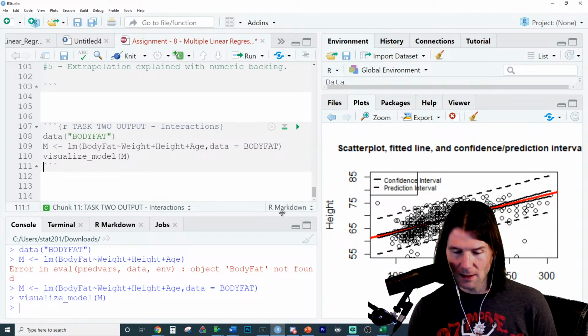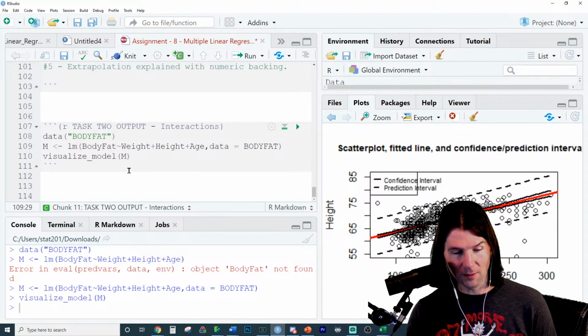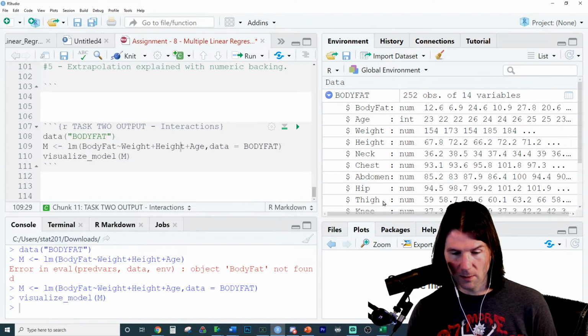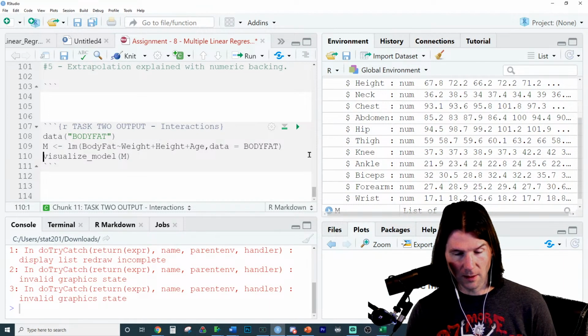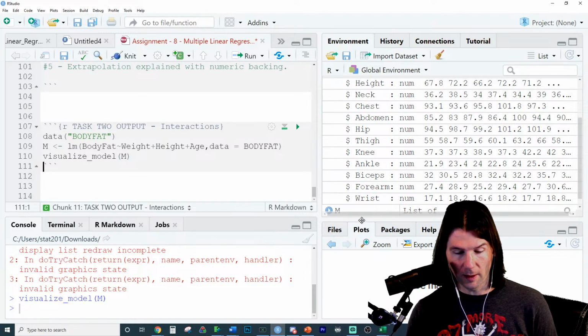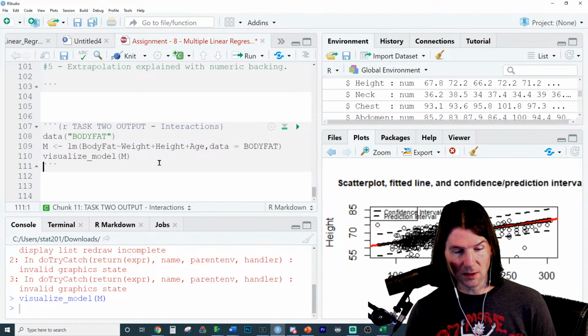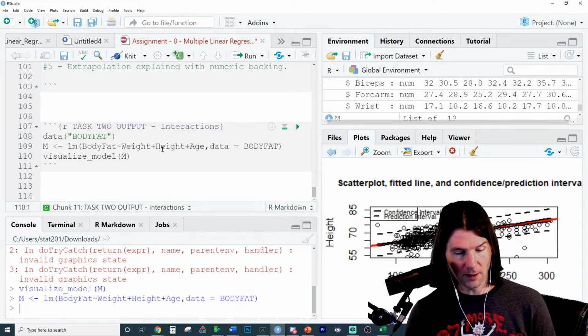Is this the same data set? That looks to be... Oh, because I've got it saved. Body fat not found. Wait, what? Let's look right here. That's why it didn't work. Body fat. Okay, now it ran. Well, we can't visualize the model then. The reason we can't visualize this model... is that not running? Okay, that is running. Let's make a summary of our model.